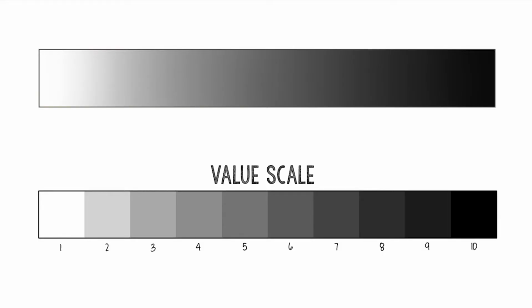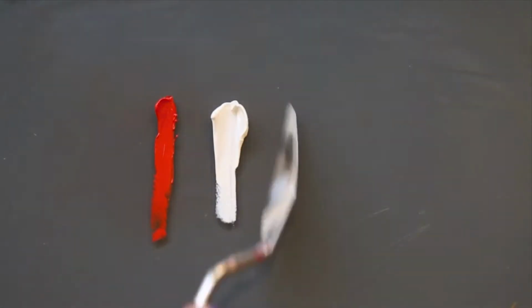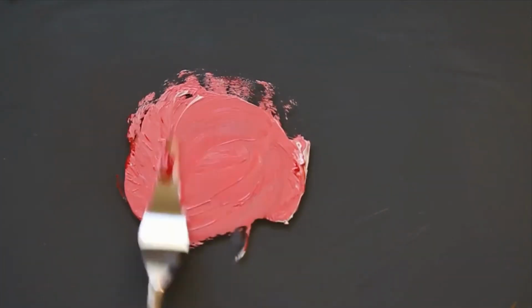There are thousands upon thousands of value increments, so to make it simple, many artists use a value scale. The scale breaks down into just 10 values, from white to mid-gray to black. So when trying to figure out how light or dark something is while painting, artists will sometimes pull out a value scale and compare. In color, lighter valued colors with white added to them are called tints. Often these light tints will look like pastel colors.